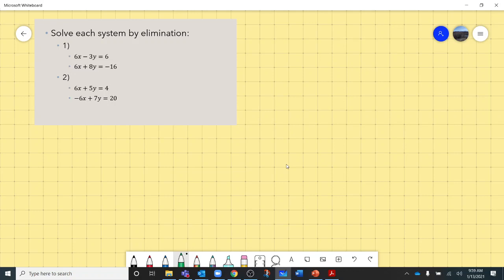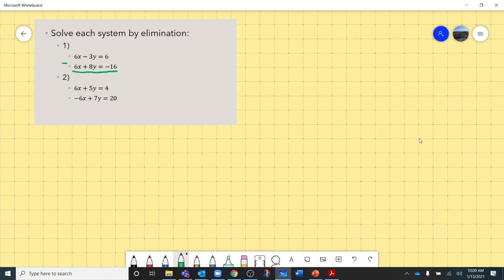Okay, so we want to solve each of these systems of equations by elimination. The first one, we have 6x minus 3y equals 6, and 6x plus 8y equals negative 16. We have a 6x in common. It's the same thing for both. And so that means that we need to subtract, because if we add them, then we'll just end up with 12x and 5y. So we need to subtract. We need to subtract our two equations. So we're going to do 6x minus 3y equals 6 minus 6x plus 8y equals negative 16.